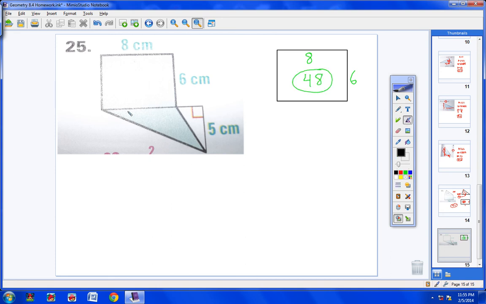Now the triangle is going to be a little more difficult, so be careful. Now watch as I trace this. Okay, sorry about that, guys. My throat is bothering me just a little.